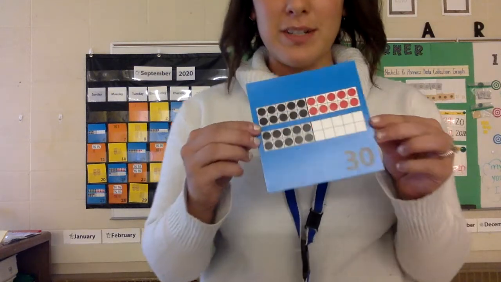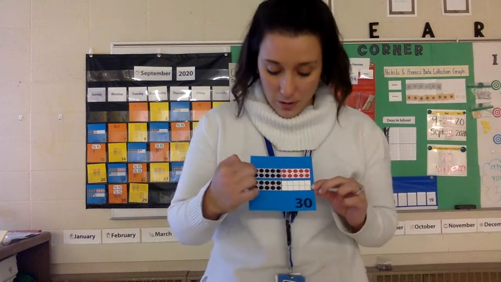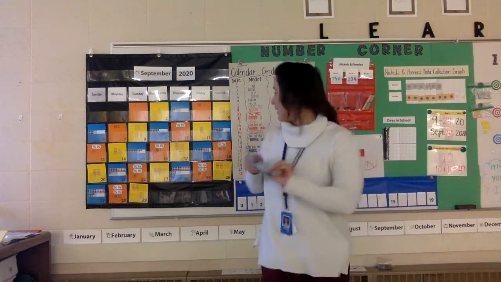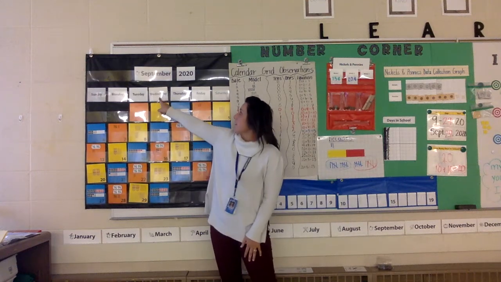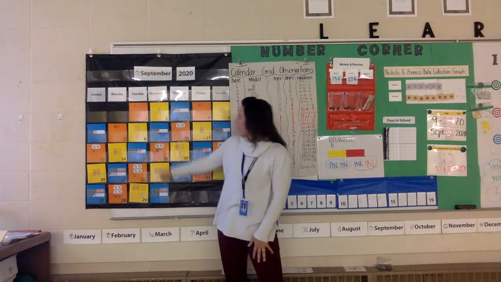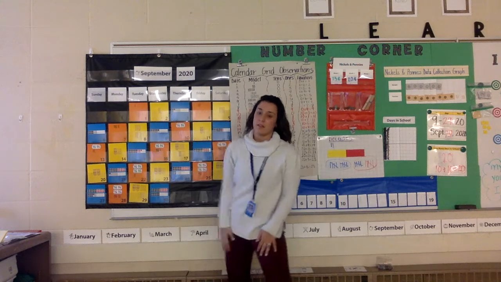So it is blue, and do you see how it's 10 frames? And the number is 30 because after 29 comes 30. So say it with me. Today is Wednesday, September 30th, 2020.